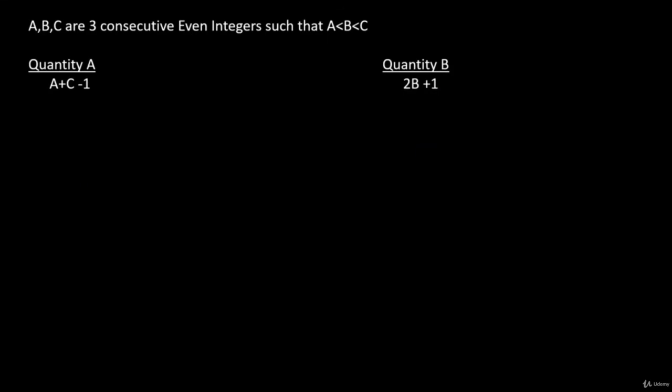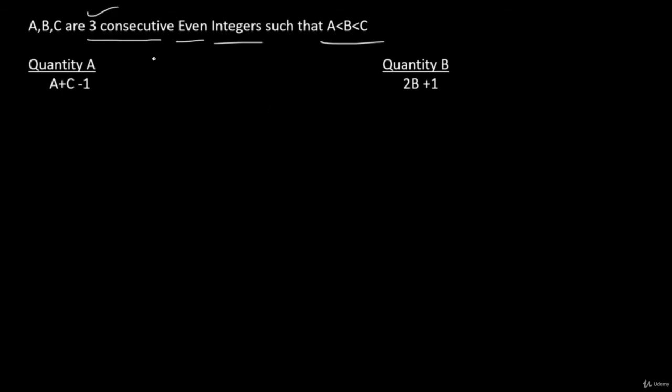Let's do this question. A, B, C are three consecutive even integers such that A less than B less than C. Now quantity A is A plus C minus 1 and quantity B is 2B plus 1. Alright, pause the video, give it a try, and then let's do it together. Alright, we are back. I hope you have given it a try. Let's do it together. Now let's start by plugging in some numbers.